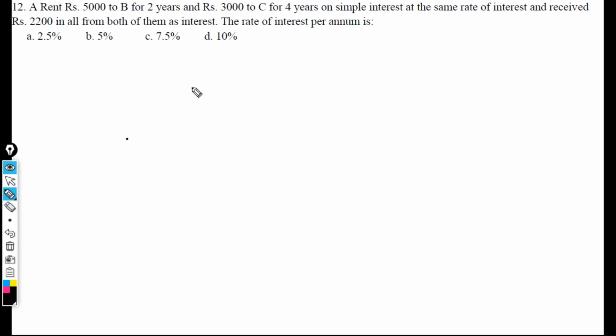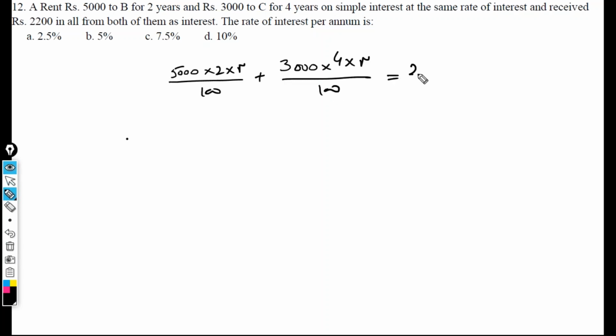Okay, then let's do it. I think it's done. So here it says A lent rupees 5,000 to B for 2 years at some rate of interest, let's say R percent, and 3,000 to C for 4 years at the same rate of interest, and received a total of 2,200 in all from both of them as interest. So this is the only equation we have to simplify.